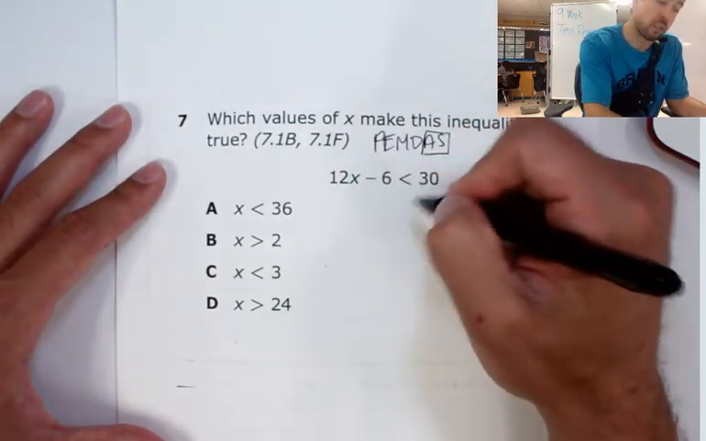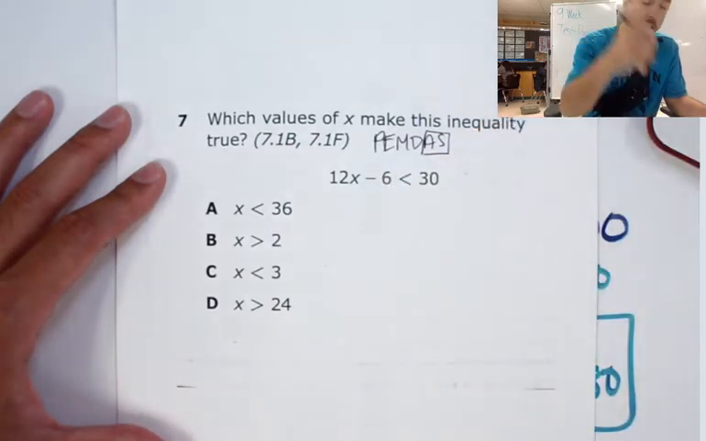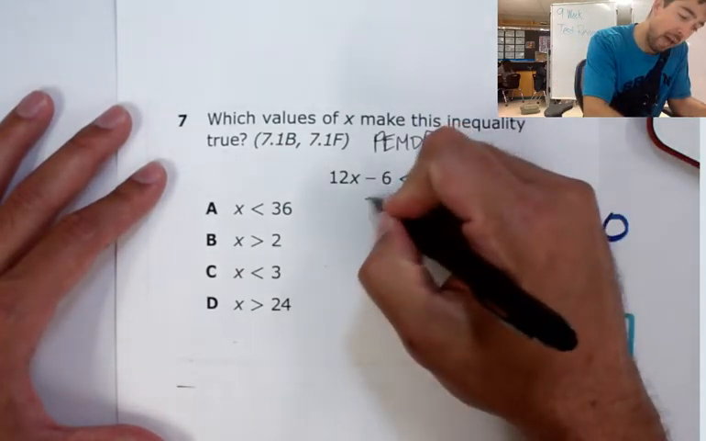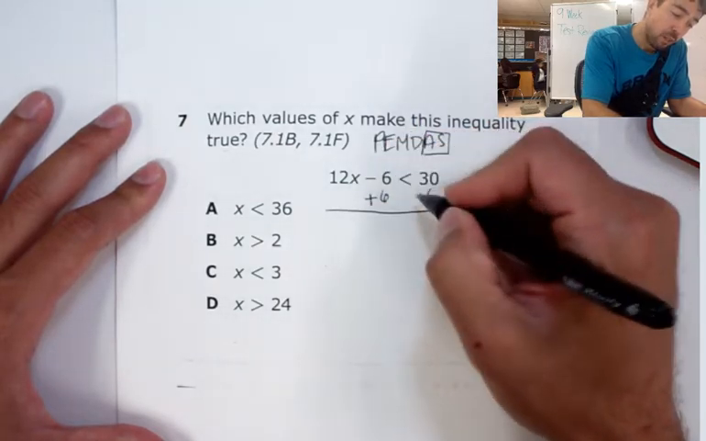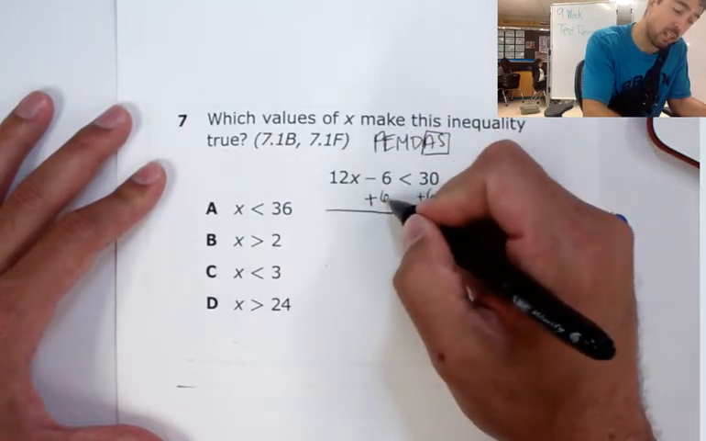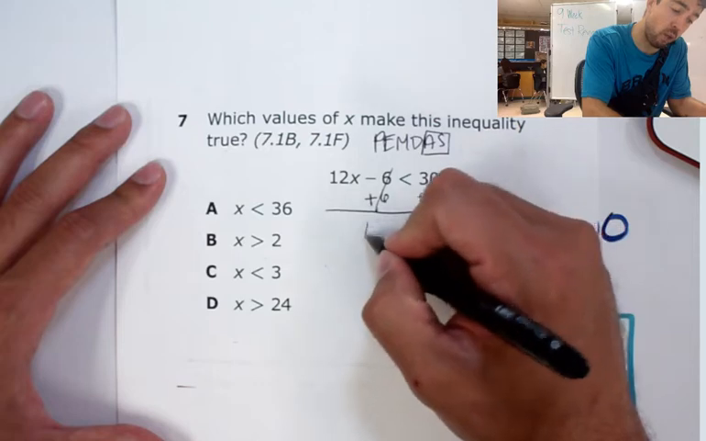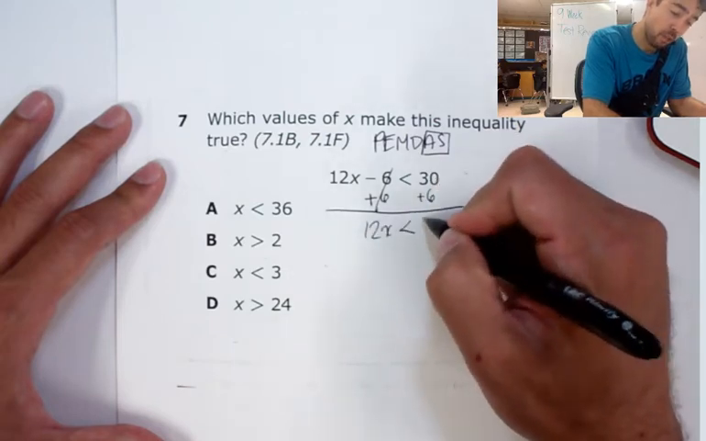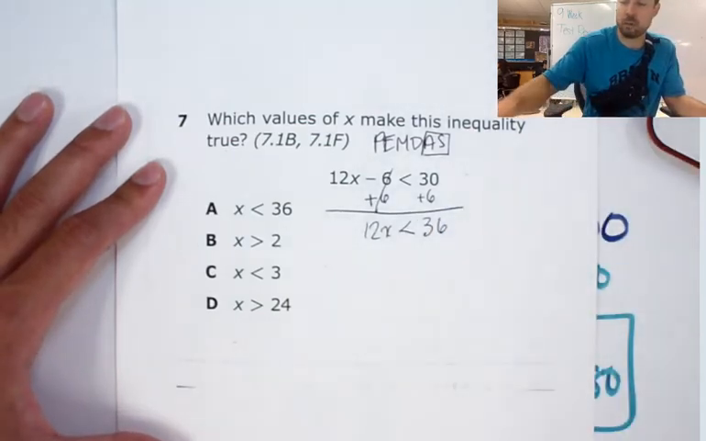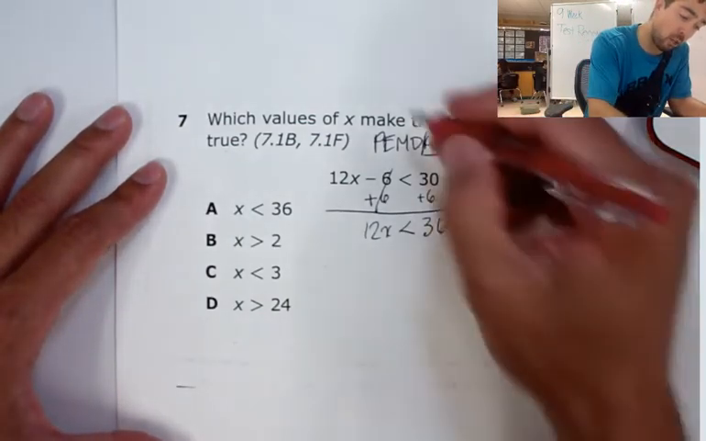Subtraction. So instead of subtraction, how do we undo subtraction? By adding. So I'm going to add 6 to both sides of the inequality. Negative 6 and a positive 6, they cancel each other out or become 0. We end up with 12x is less than. What's 30 plus 6? 36. Right? And then from there, the next step, we have multiplication or division.